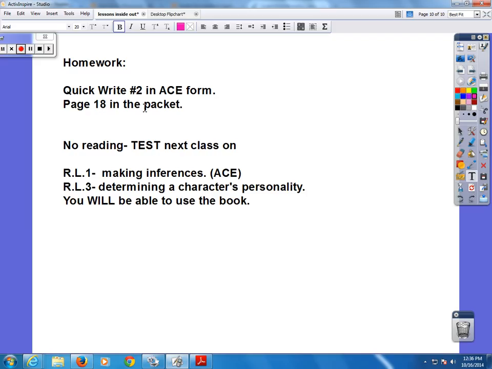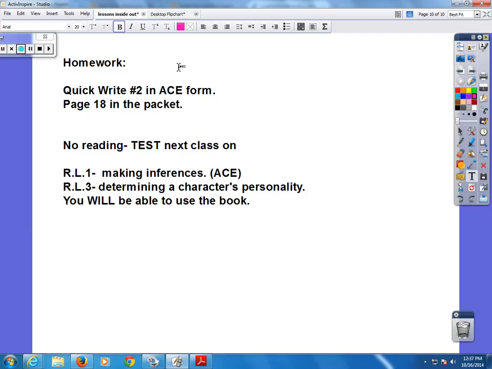So you're basically going to pick one of the characters and you're going to answer the question in ACE form on page 18. For the specific character you studied, you're just going to pick one, explain the more symbolic aspect of what that person had to leave behind. So that's going to be an ACE. So what does the thing they left behind symbolize or stand for?